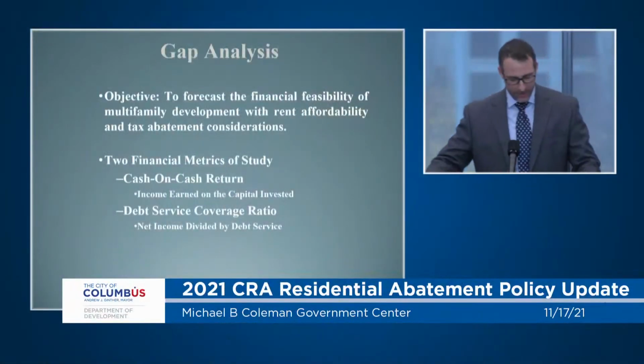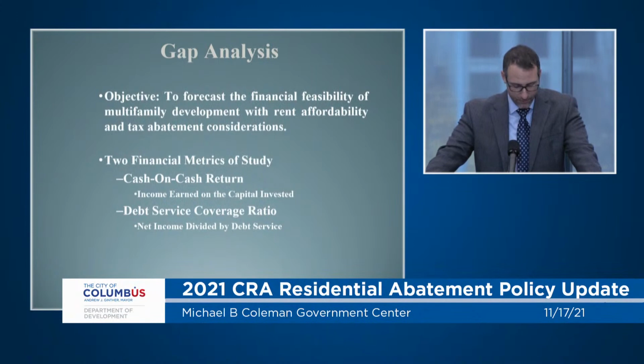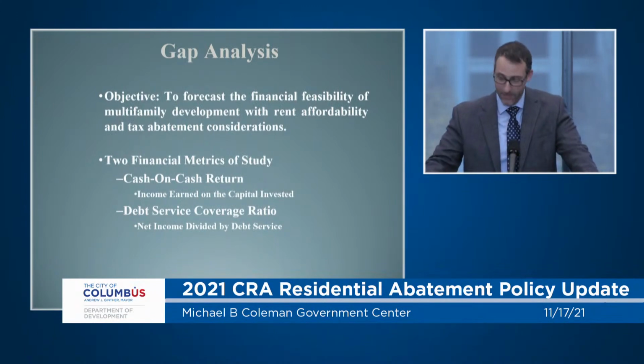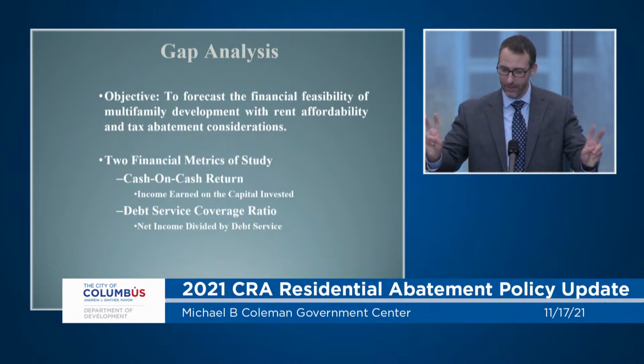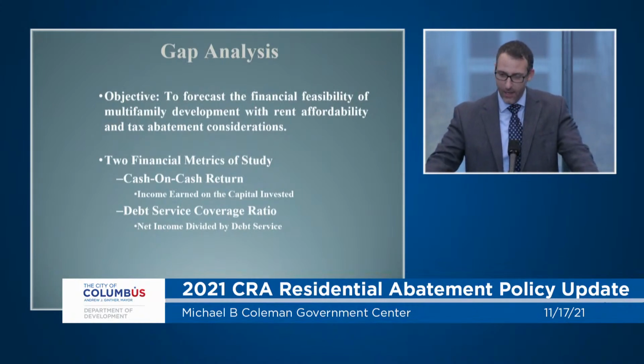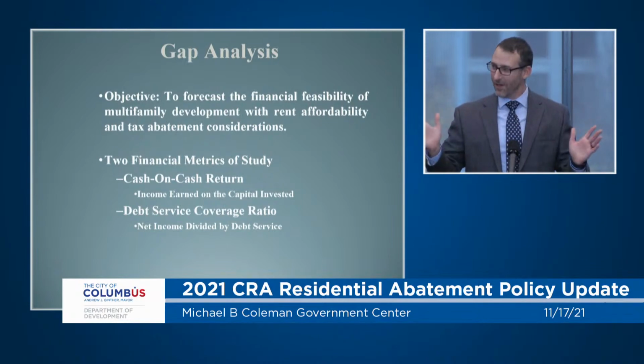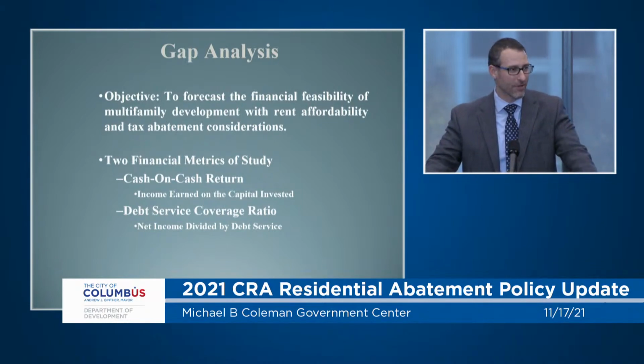So our objective with the gap analysis was to forecast the financial feasibility of multifamily development with rent affordability and tax abatement considerations. So there were two primary financial metrics of study. We considered cash-on-cash return and then also debt service coverage ratio. We analyzed those two metrics because we wanted to define a metric that was really important on the developer side, and then also define a metric that was very important more so on the financing side of a project.